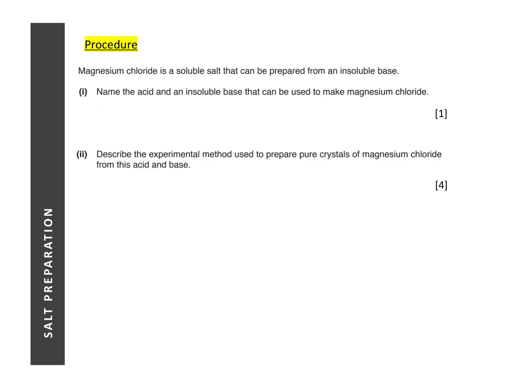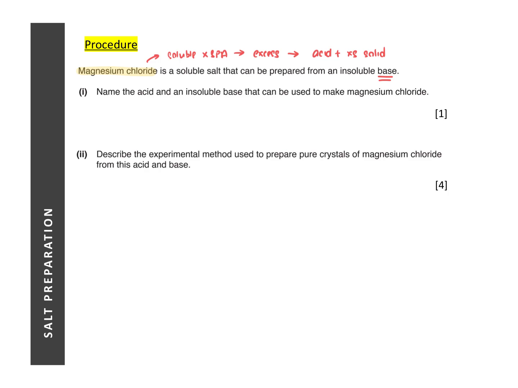Next, we are looking at the preparation of magnesium chloride. Magnesium chloride is a soluble non-spar salt. So we are looking at the excess method, and a suitable starting reagent would be an acid plus excess of an insoluble solid. So name the acid and the insoluble base. In this case, they specify that they want a base.